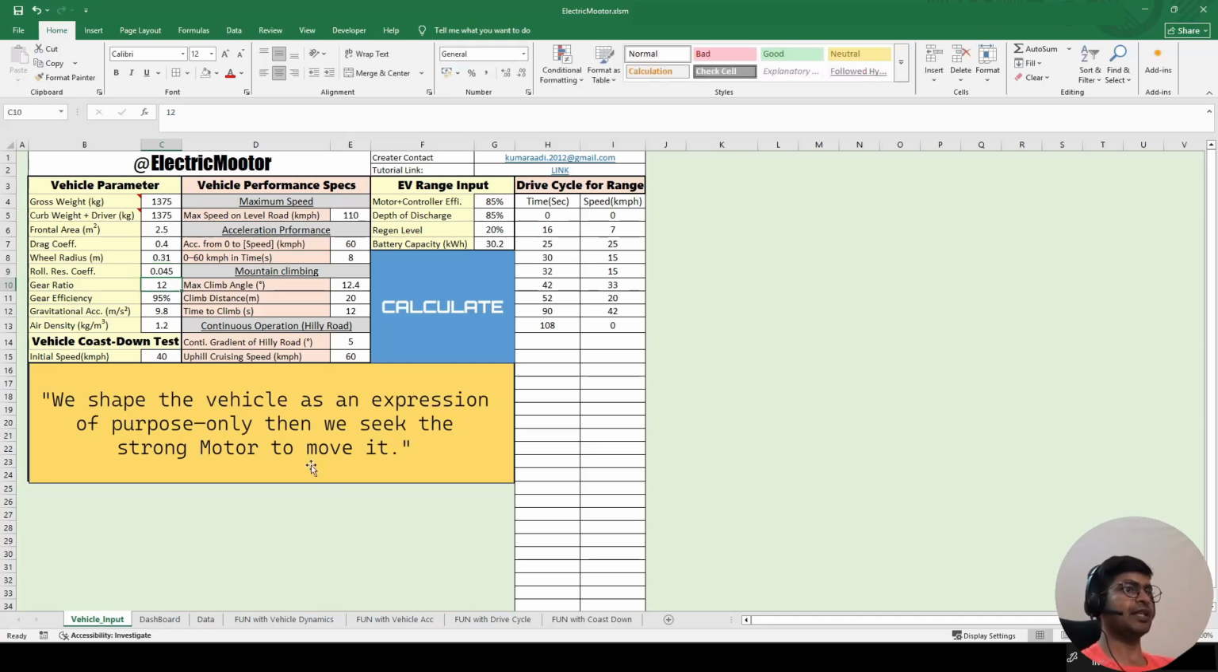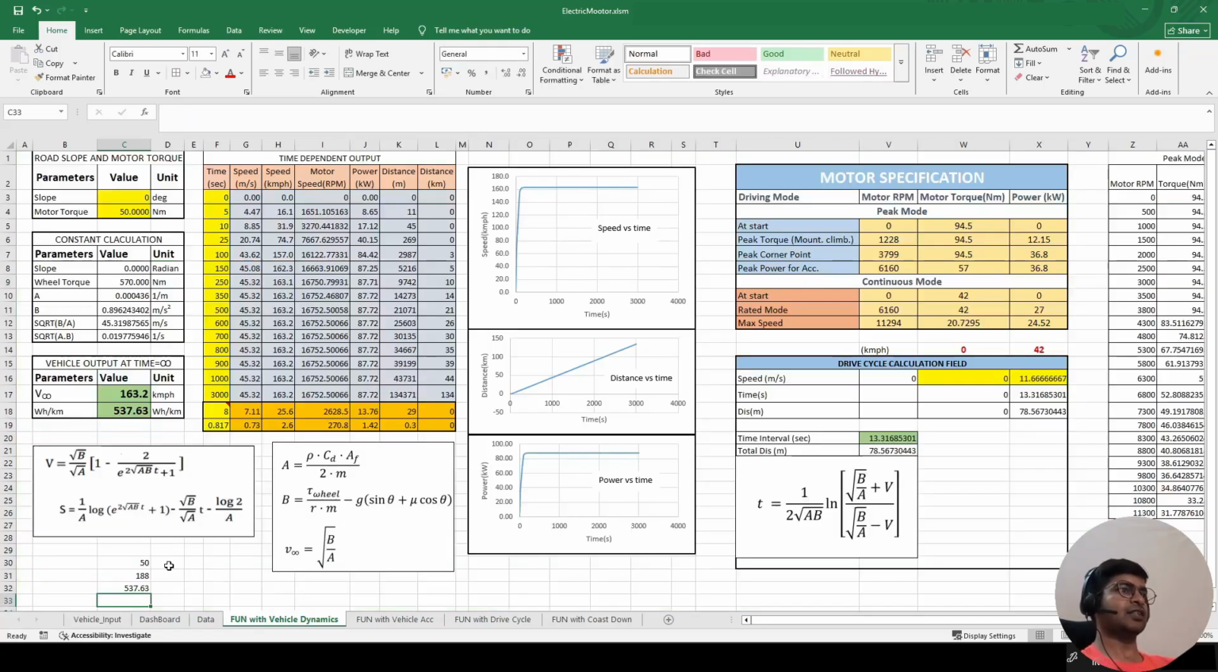Now let's change this rolling resistance coefficient to 0.045, and now see, the vehicle speed has come down to 163. So that's what the car manufacturer is complaining about. They are saying, hey, my vehicle speed is only 163.2 at 50 Newton meter, but it's supposed to be 188. But you say that there is something wrong with the parameter that he has given.